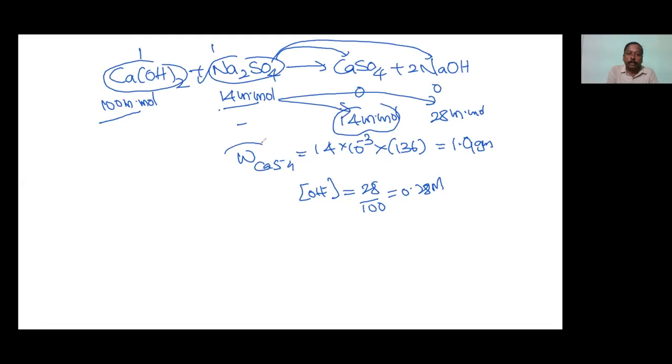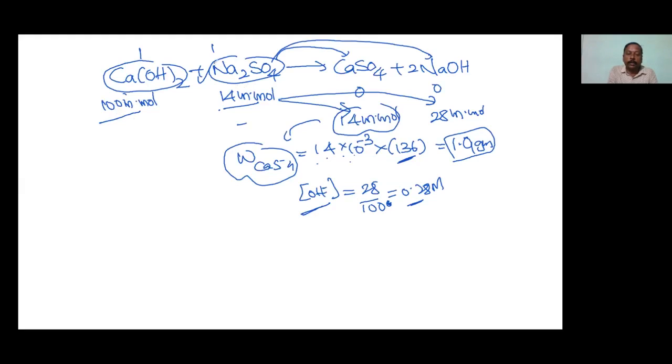So the answer: we require the mass of CaSO4. 14 millimoles means 14 into 10 to the power of minus 3 moles into molecular mass 136. So I will get 1.9 gram. Another thing they want is the concentration of OH minus. Simple, 28 millimoles, so 28 upon 100, that is 0.28 molarity.